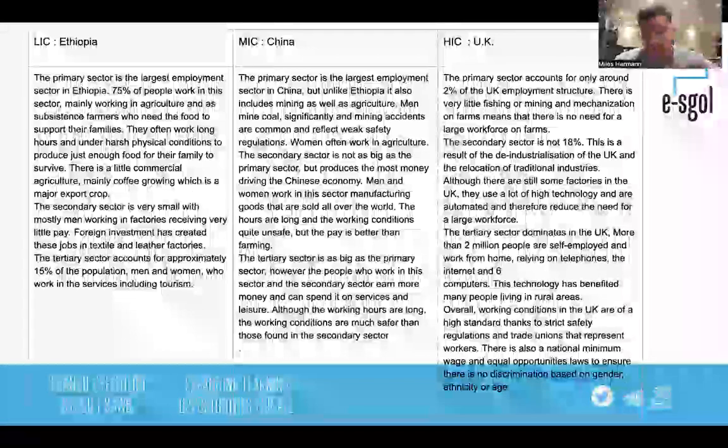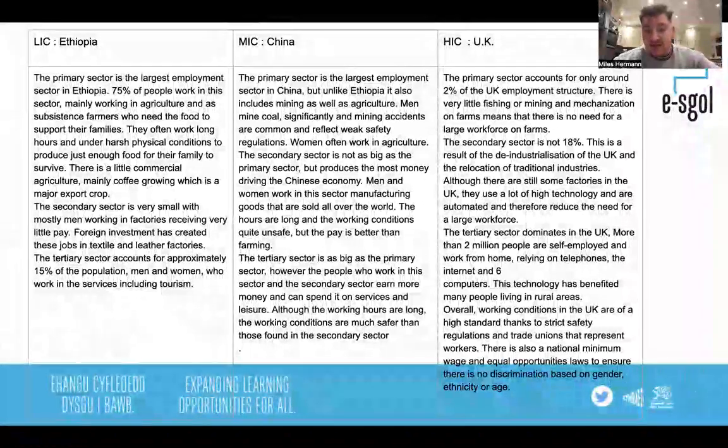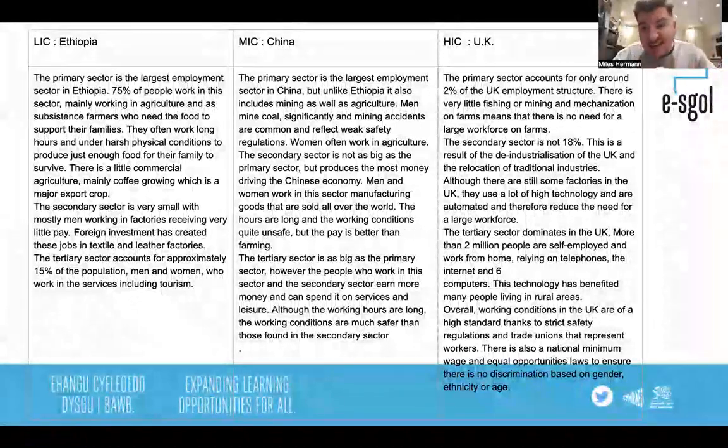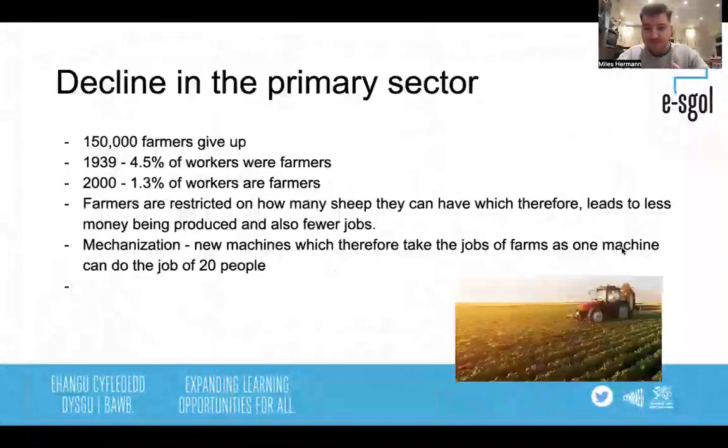And the working conditions in the UK are quite high standard. There's strict safety regulations and trade unions that represent and look after workers. We also have minimum wages and equal opportunities to ensure there's no discrimination in terms of gender, race, age, and so forth.